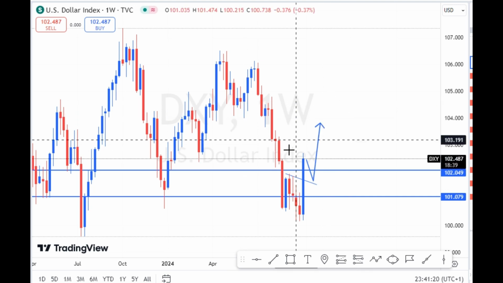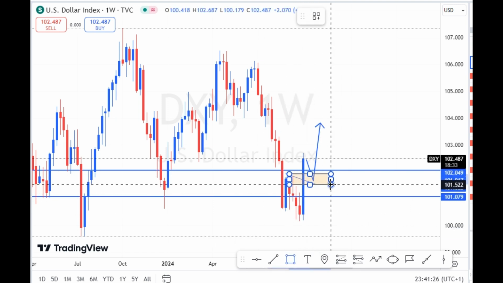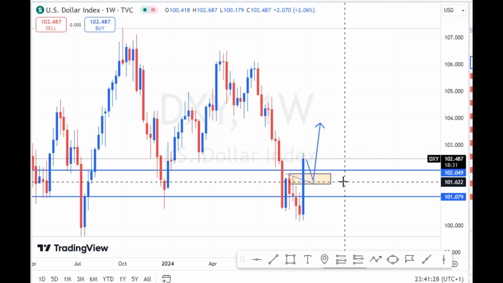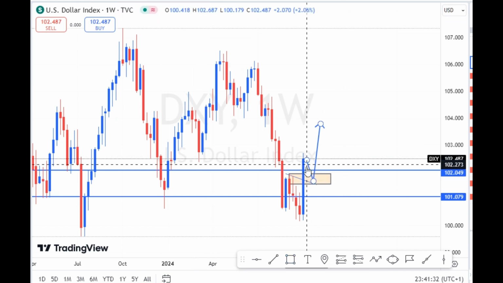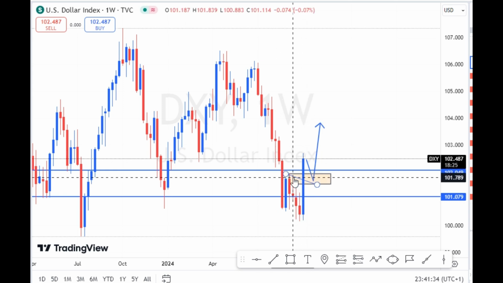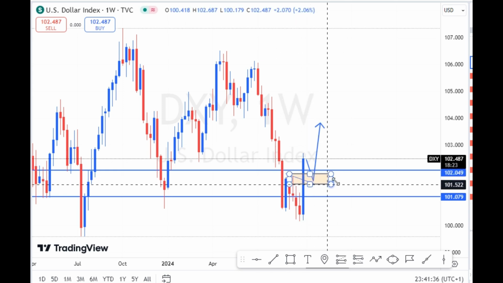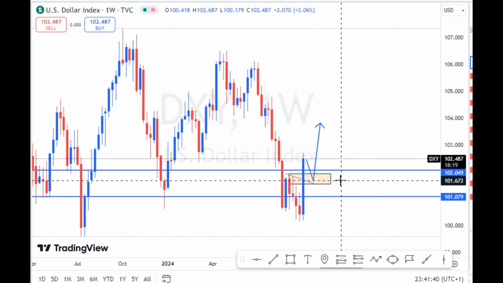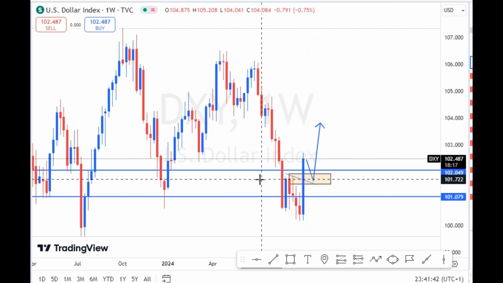So we're looking out for a buying opportunity around this area on the daily chart, because this level is a strong weekly resistance, which is the area you have to look at for a price action opportunity on the daily chart for us to buy the DXY.